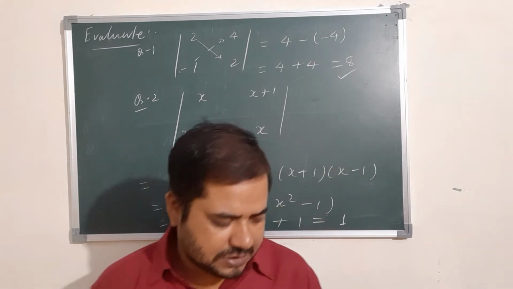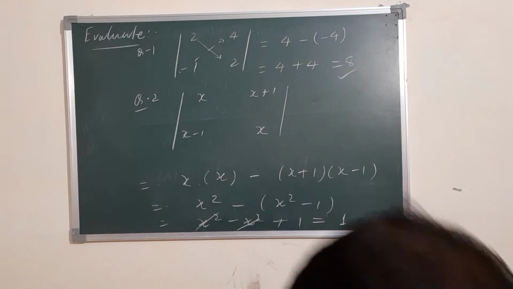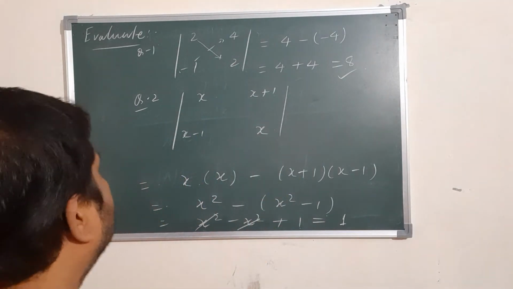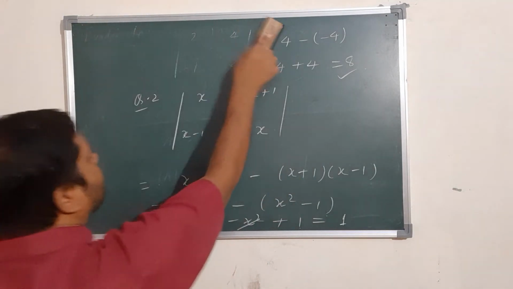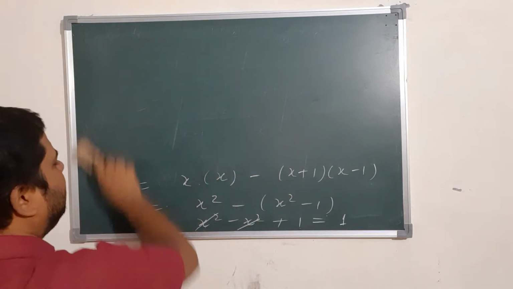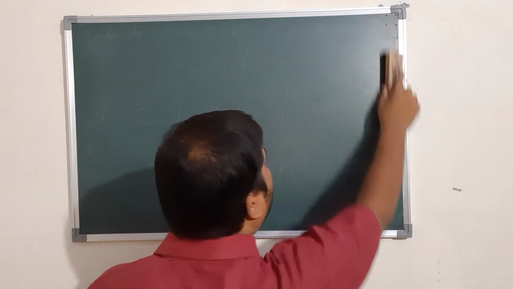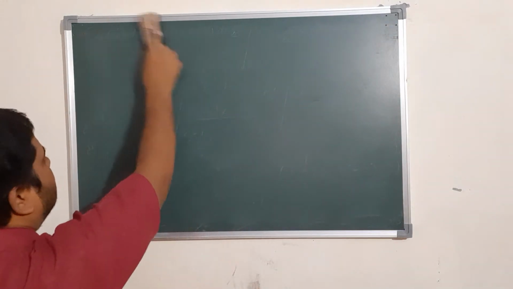Now we are going to discuss the determinant of order 3 cross 3, or simply you can say order 3 by 3. Now we are going to evaluate or expand the determinant of order 3 by 3. So be careful, please see.